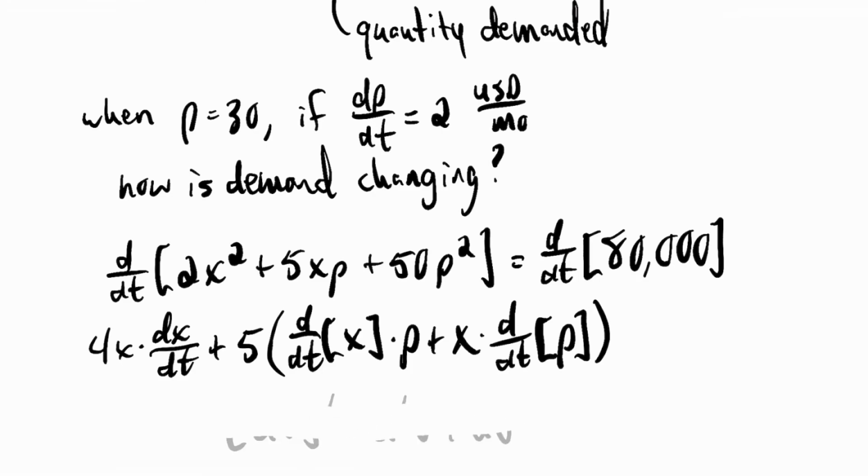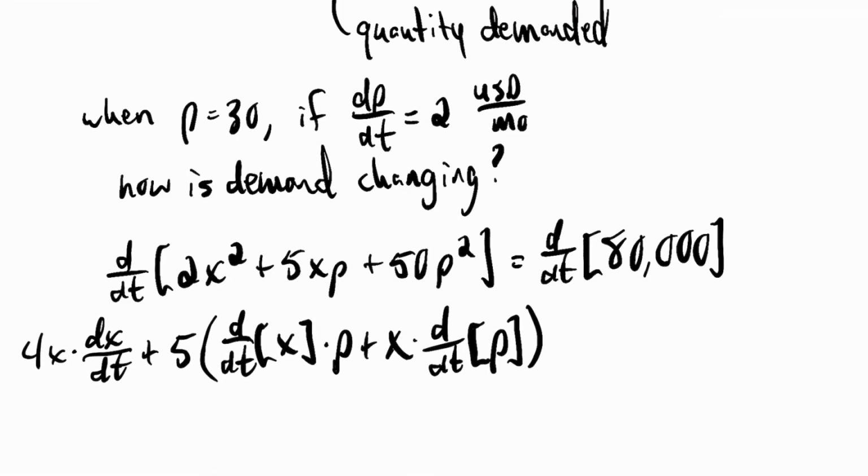Okay. I'm running out of room here, so I'm going to move this over a bit. Yeah, that should be okay. Plus, I need to go back to this term. I need to apply the power rule to this guy. So 100p times dp dt. And this all equals 0, because of course the derivative of 80,000 is 0.